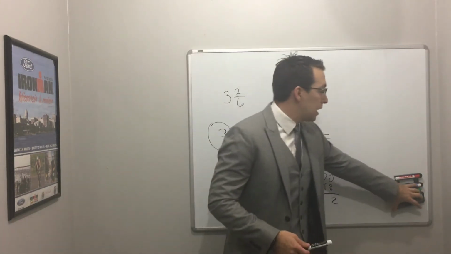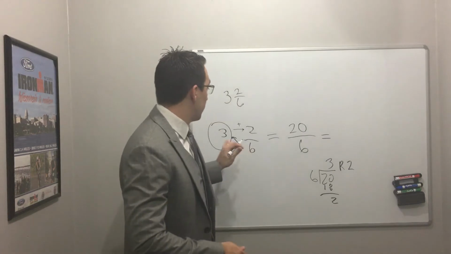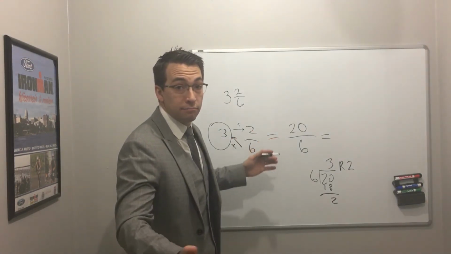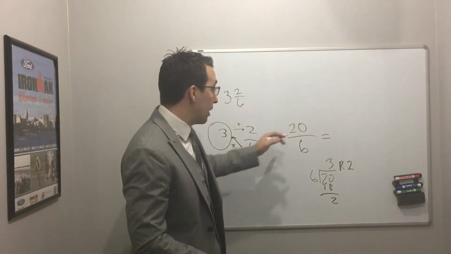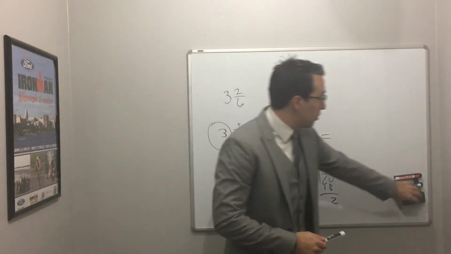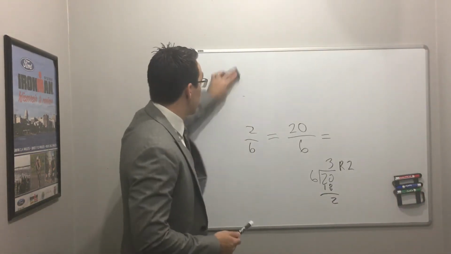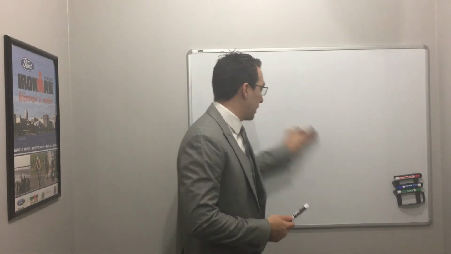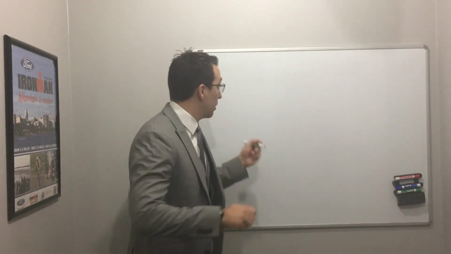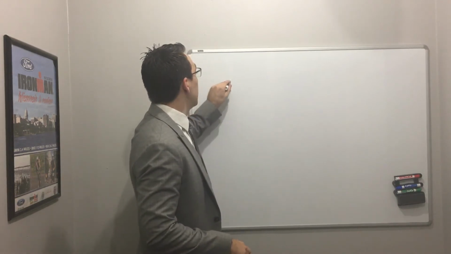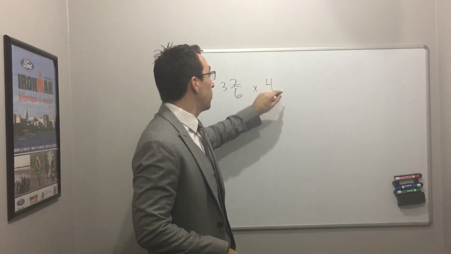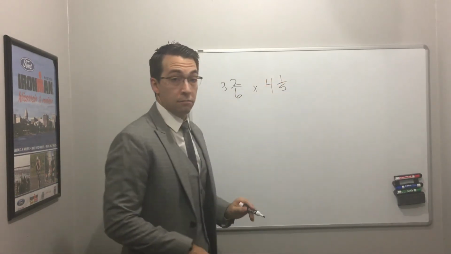So once you get it to an improper fraction, now we can multiply. There you go. Now you can multiply times any other fraction, right? So I'm going to write 2 different improper fractions. All right. So 3 and 2/6 times 4 and 1/5.